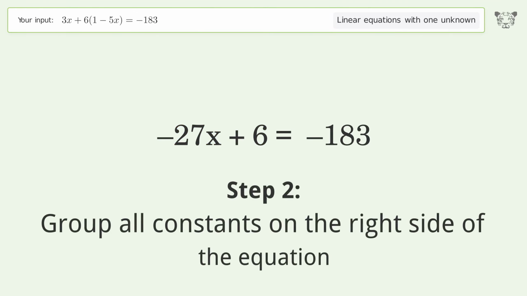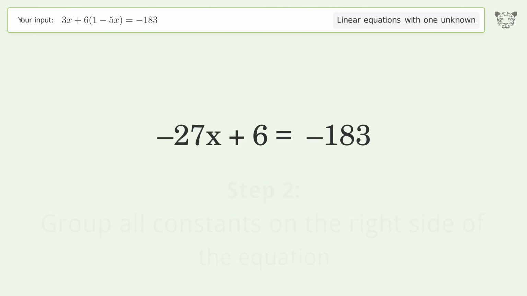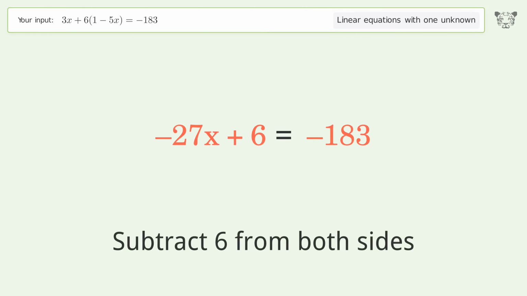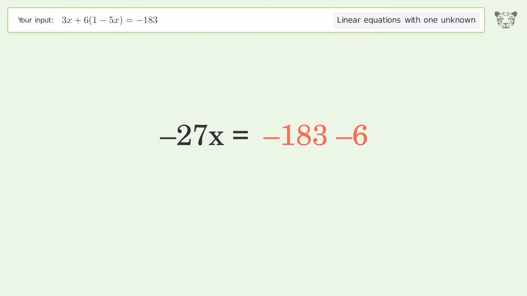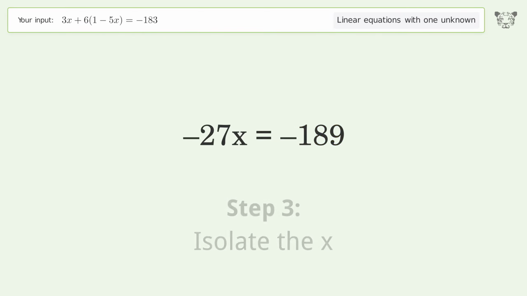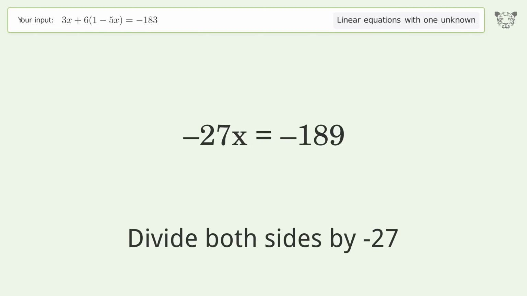Group all constants on the right side of the equation. Subtract 6 from both sides. Simplify the arithmetic. Isolate the x. Divide both sides by -27.